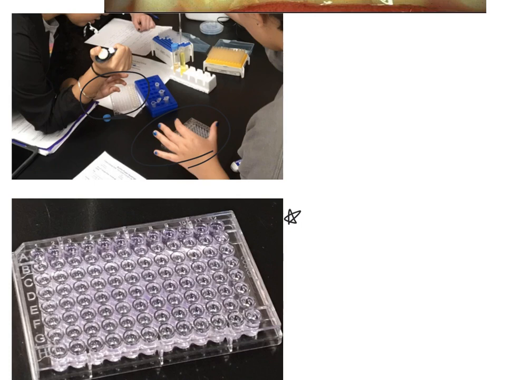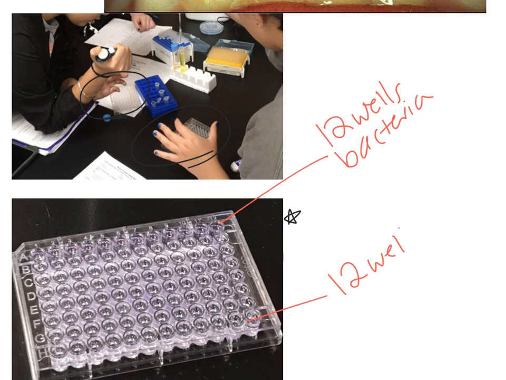In the top row of your plate, you will have 12 wells. So there's like 12 going across here. 12 wells that contain bacteria. On the bottom of the plate, we're going to use those 12 wells to put bacteria and the mouthwash.